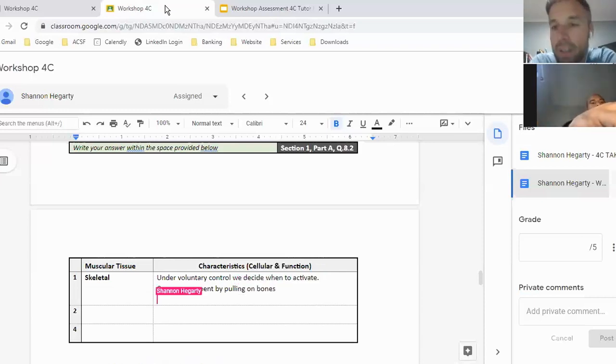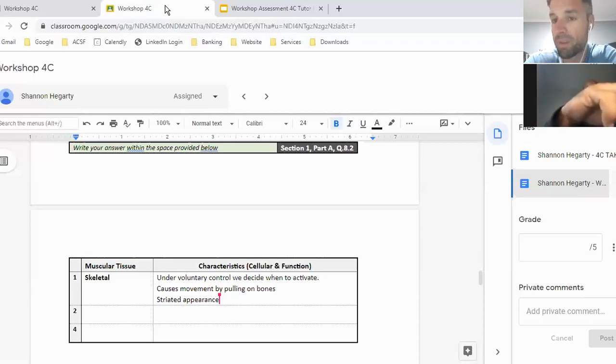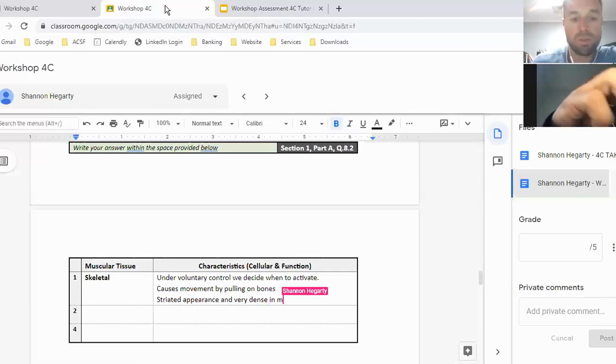Another one is, if you look at skeletal muscle under a microscope, it's what we call striated. It's striped, right? So it has a striated appearance. We might have talked a little bit last week about mitochondria. It's very dense in mitochondria, with lots of energy cells within the muscle itself to provide energy. So I would write striated appearance and very, very dense in mitochondria, because it requires a lot of energy to contract to move those bones.